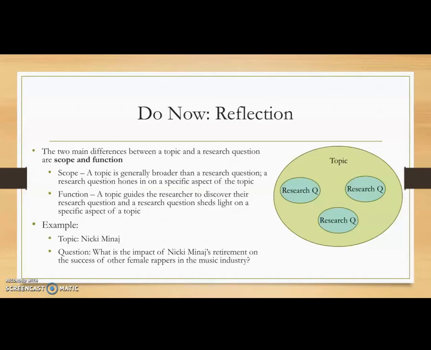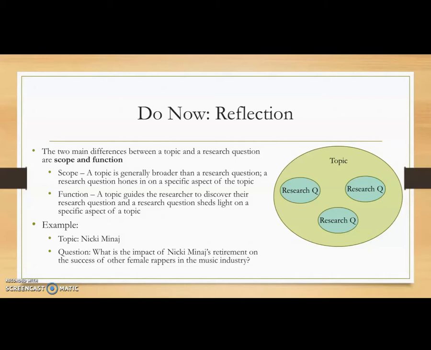Okay, so the two main differences between a topic and a research question are scope and function. The topic's scope is generally broader than the research question. Given the relative broadness of the topic, the research question's job then is to hone in on a specific aspect of the topic. As you can see in the graphic, one topic can generate many research questions. Now let's put this in terms of function. The function of the topic is to guide the researcher to a desired research question, and the function of a research question is to shed light on a specific aspect of the topic.